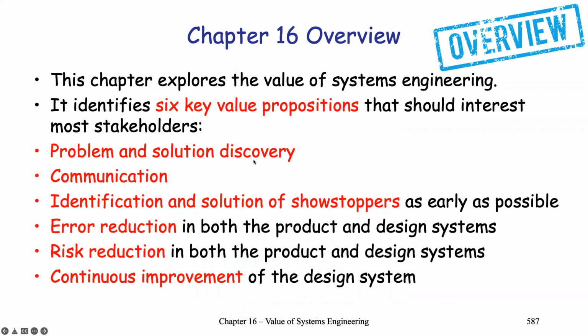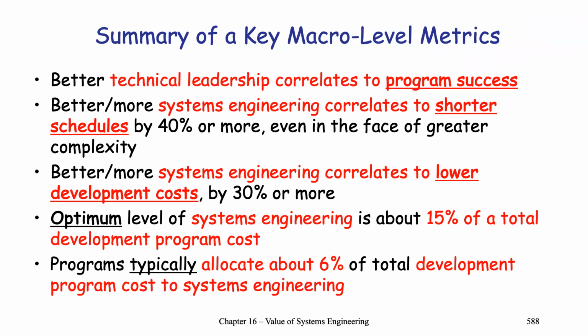Problem and solution discovery. That's something that we can be doing in system engineering. Communication, making sure that things are effectively communicated through all the important parties. Identification and solution of the showstoppers as early as possible. Error reduction of both product and design systems. Risk reduction of both the product and the design system. And finally, continuous improvements of the system design. So we'll handle these one at a time.